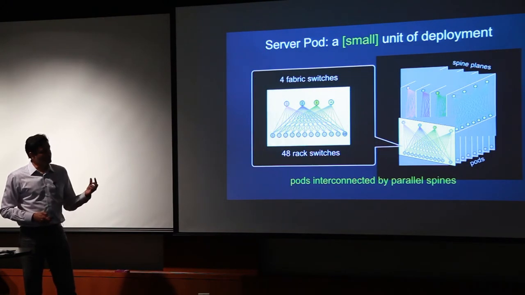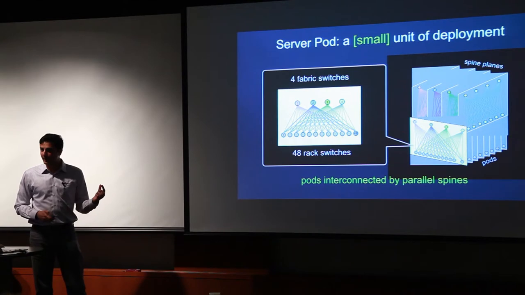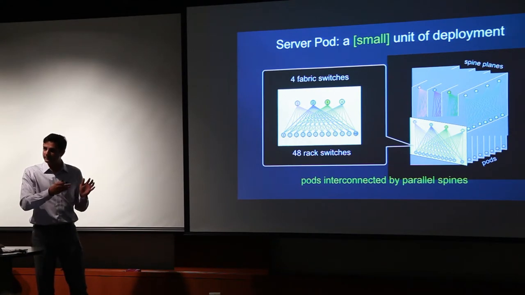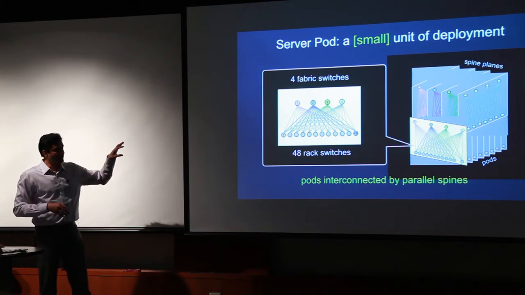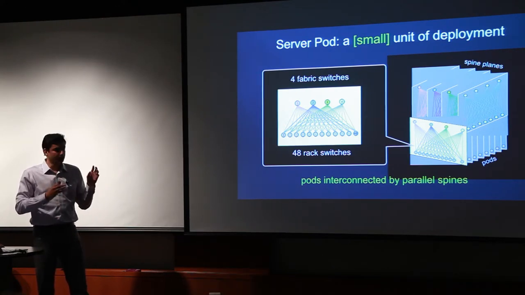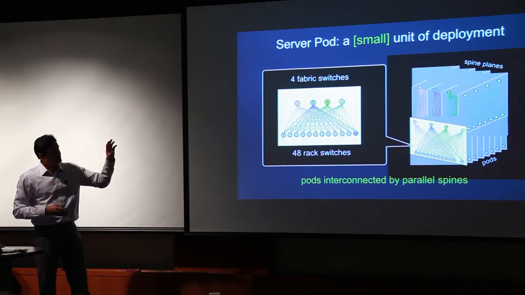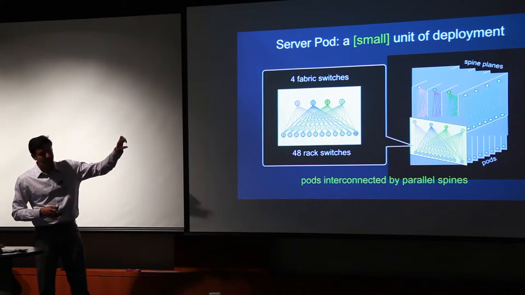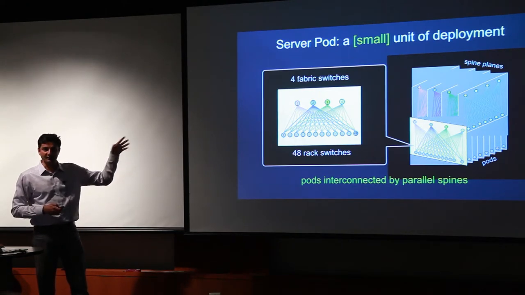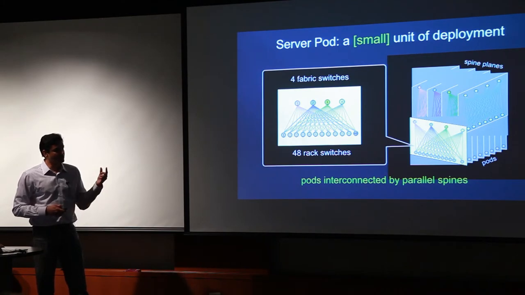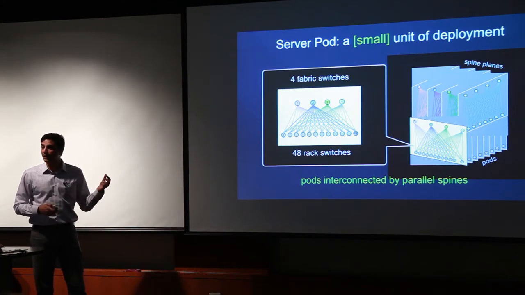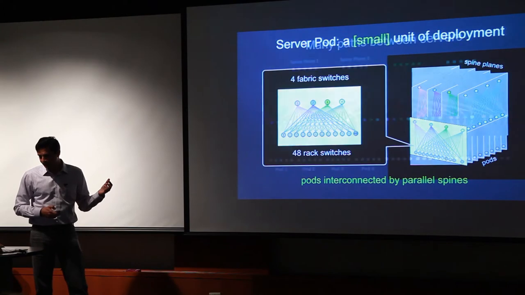The building block here is what we call a server pod. So you've got about 48 of these rack switches with racks behind them connected to four fabric switches. In other words, you have 48 racks aggregated at four aggregation points. The server pods themselves are connected through these parallel spine planes, which is what provides the forwarding capacity between the server pods. You can think of this as a microcluster. It's a much smaller building block than a cluster.